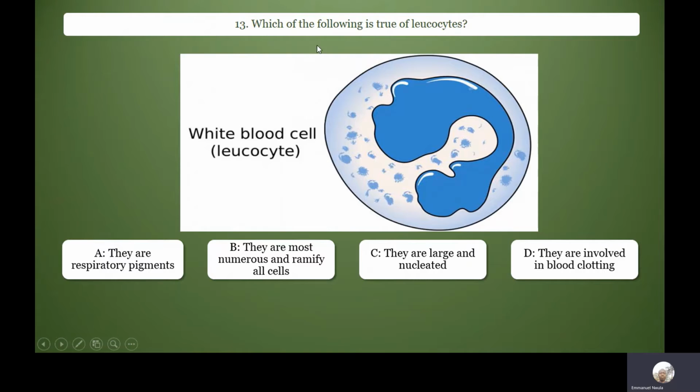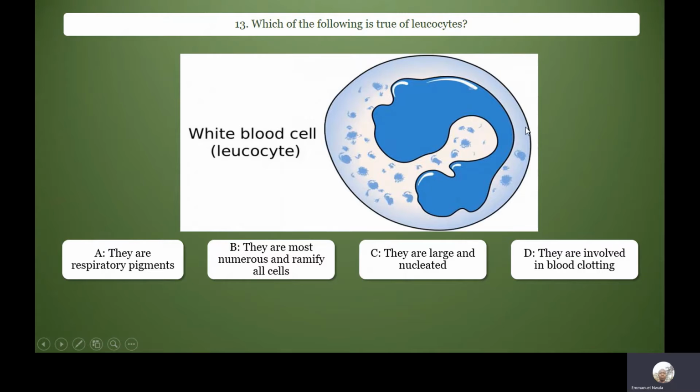Question 13. Which of the following is true of leukocytes? Leukocytes are white blood cells. So they are large and nucleated.